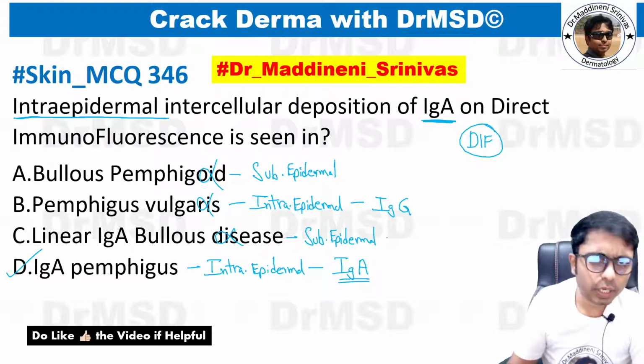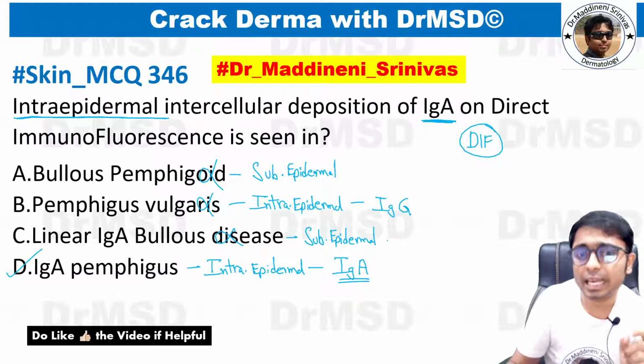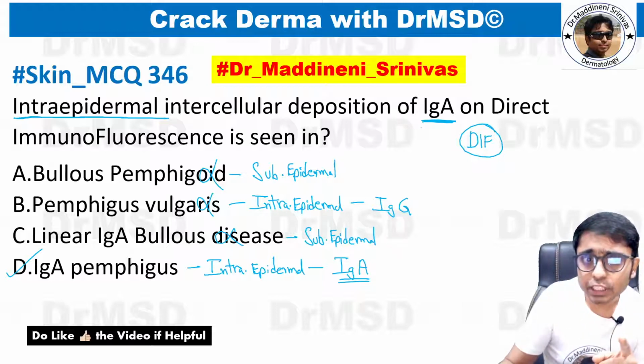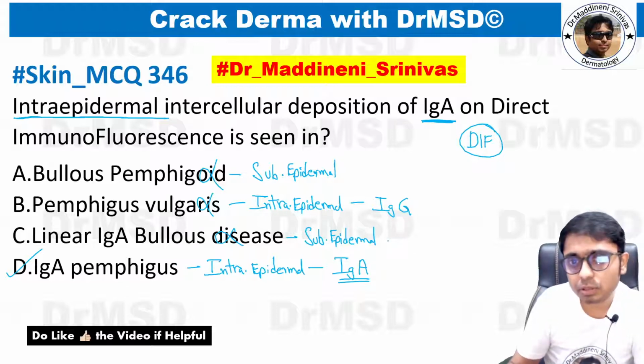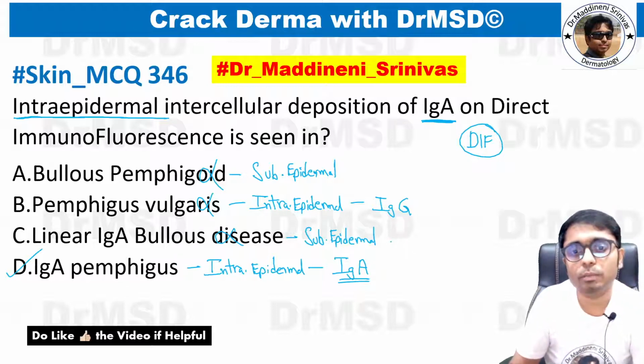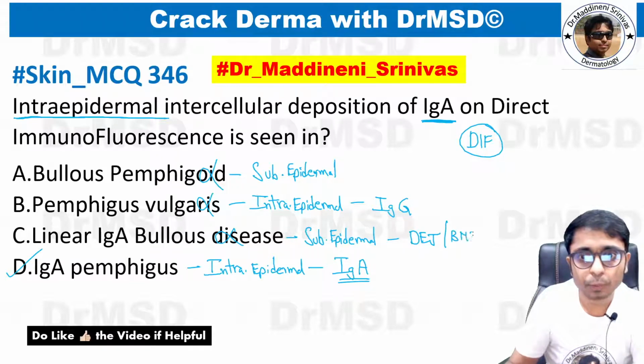And most of the students, I can definitely say, would have answered it as option C. Why? Because looking at IgA in the option, definitely this is the next most common wrong answer which most students will mark. But you must remember that it is subepidermal, and here the deposition of IgA is going to be along the dermoepidermal junction, or we can say basement membrane zone.